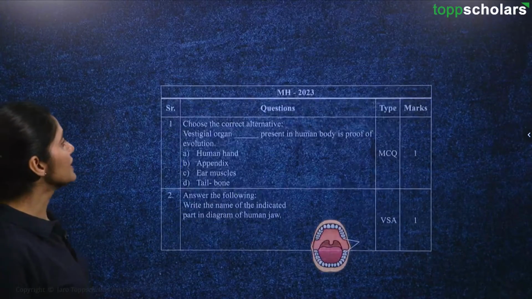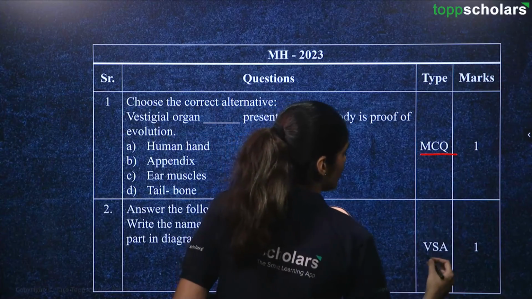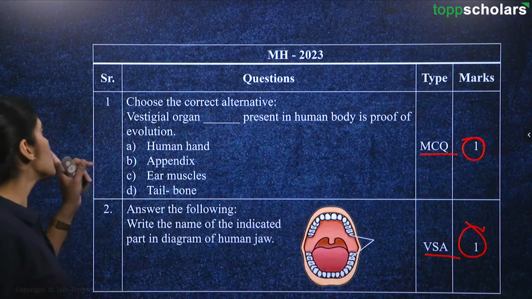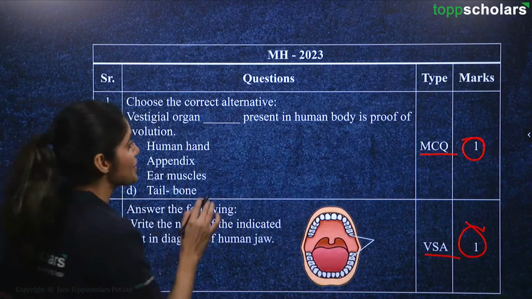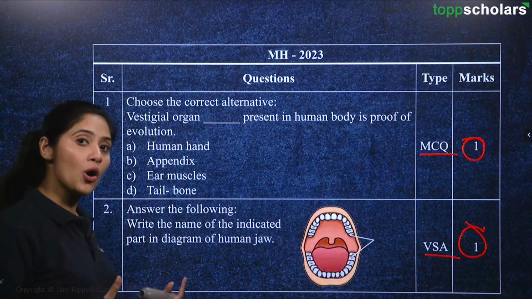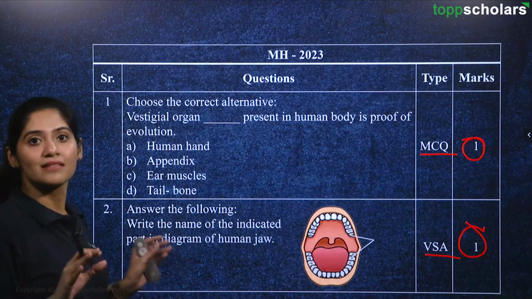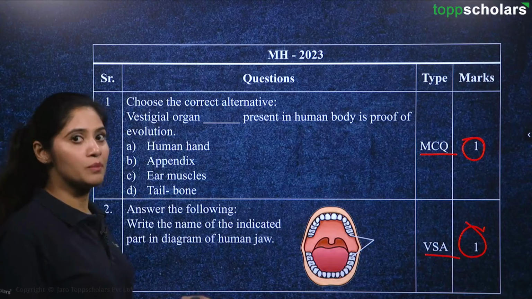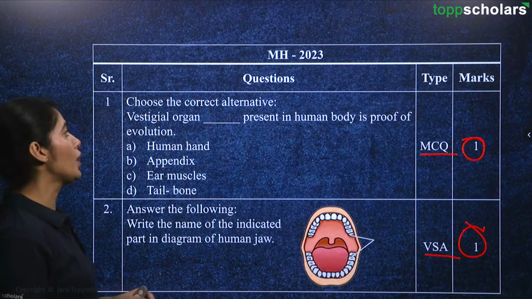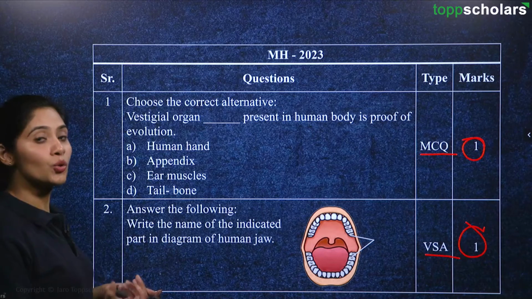Let's go to 2023. Here we have 2 questions. One is an MCQ type question, one is a very short answer question, both carrying 1 mark each. Choose the correct alternative. Vestigial organ dash present in human body is a proof of evolution. Vestigial organs are the organs which were functional at one time and now they are just there and are not serving any functional purpose in our body. So, which among these options is present in the human body, which is a proof of evolution? It's a vestigial organ. It doesn't have any functional role in our body as such.